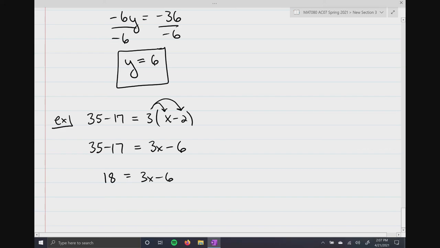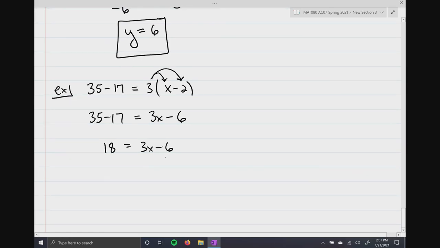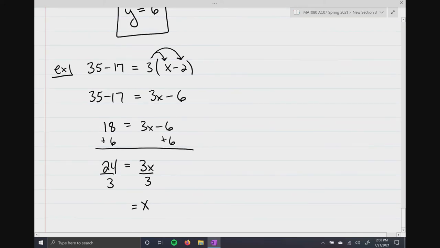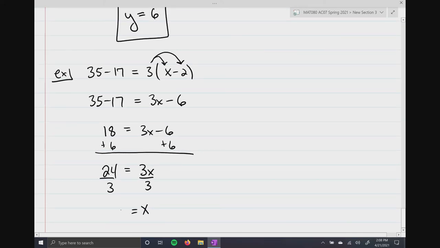So now I'm going to do step four, get the variable terms on one side, constant terms on the opposite side. So I'm pretty much forced to move the 6 by adding it to both sides. 18 plus 6 is 24. And that's going to equal 3x. Now I divide both sides by 3 to give me x equals 24 divided by 3, or 8.